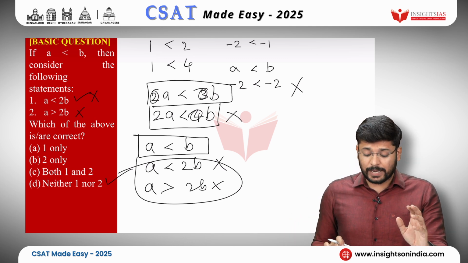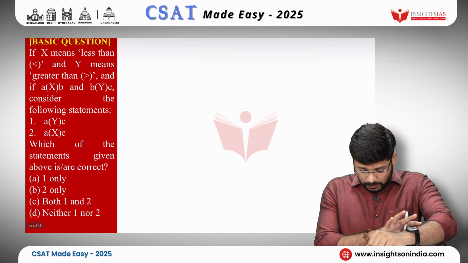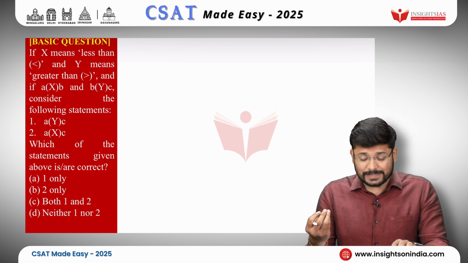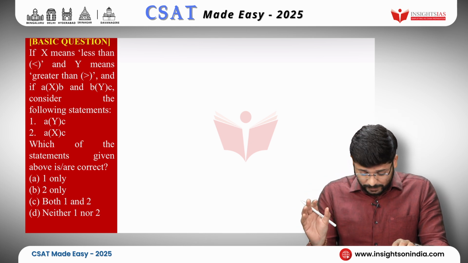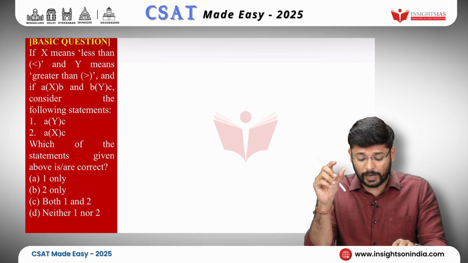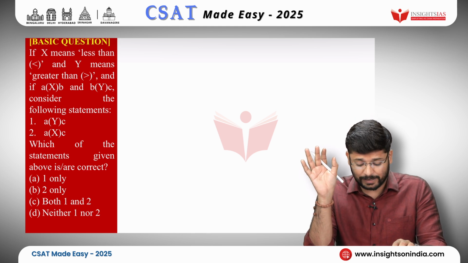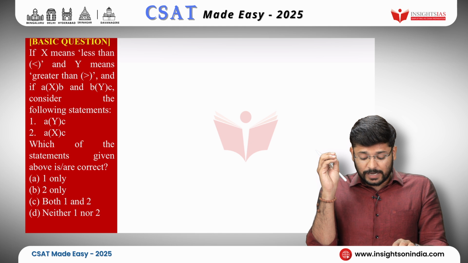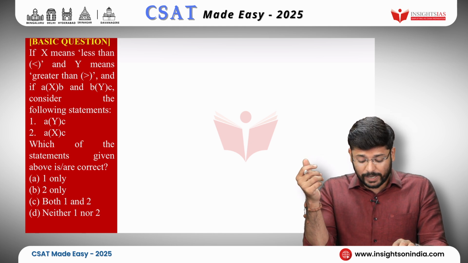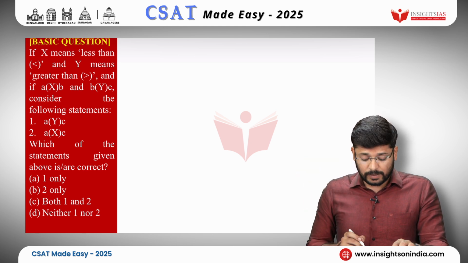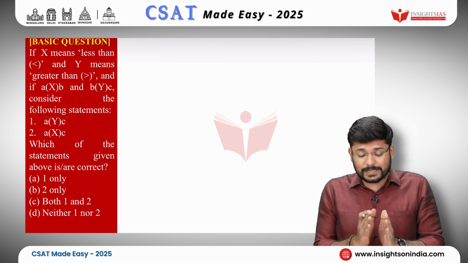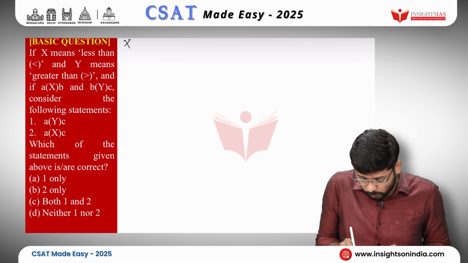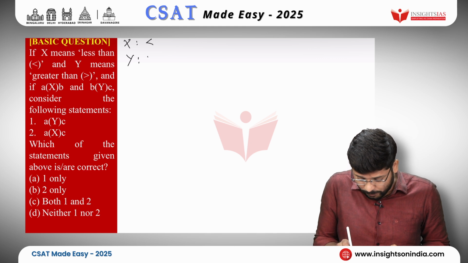Now, we will go to an actual question. If X means less than, the letter X denotes the less than condition, okay. And Y means greater than, the letter Y will denote greater than. Then they have given us statements. If A X B and B Y C, consider the following statements: A Y C, A X C. Okay. Now we need to convert these letters into our symbols. First we will write what means what for our reference. X means less than and Y means greater than.